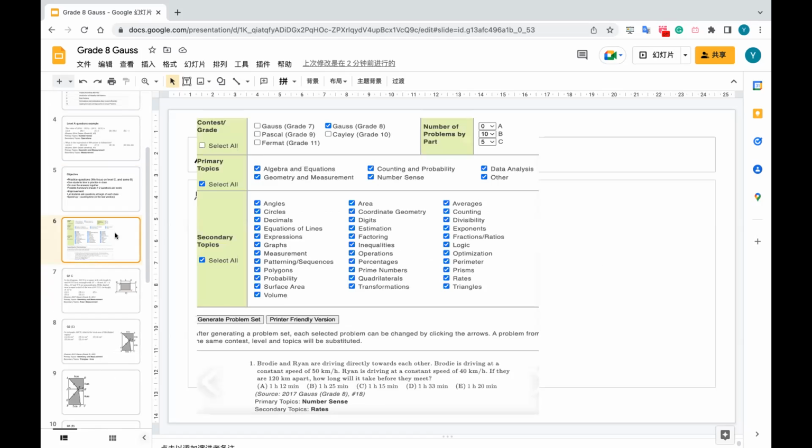We use the website from the University of Waterloo. This is what the website looks like. We're going to use the website to generate questions based on topics. If we select Gauss A by the primary and secondary topics each time, on the bottom we're going to generate questions like this.